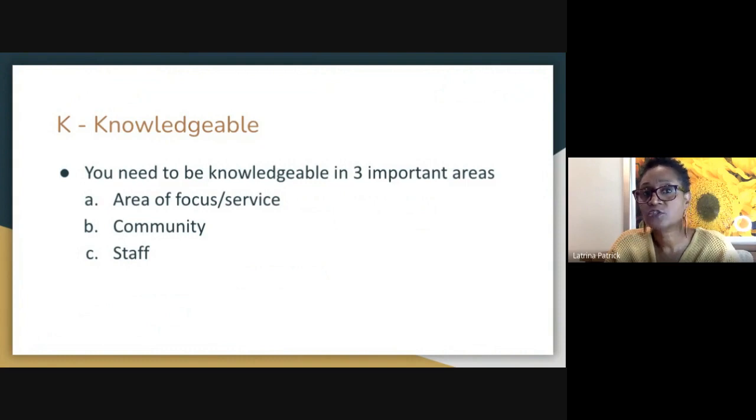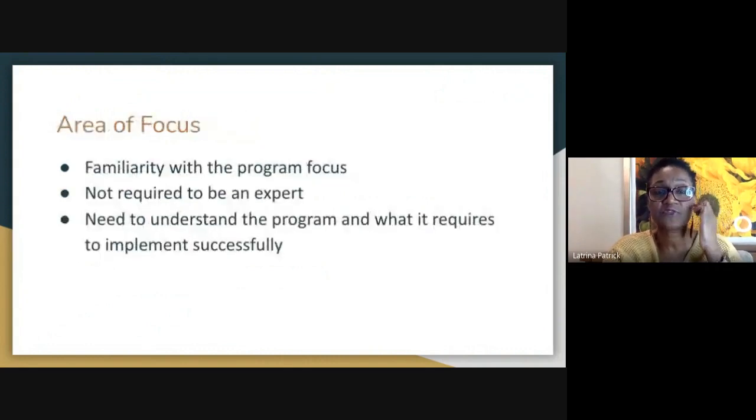So if you are doing after school programming or talking about teen pregnancy or substance abuse prevention, then as the grant writer, you don't have to be an expert, but you do need to have some knowledge. And I'm going to talk about that. You want to be knowledgeable about your community, and you want to be knowledgeable as an organization. So the organization itself and the staff. So let's take a little closer look into these different areas.